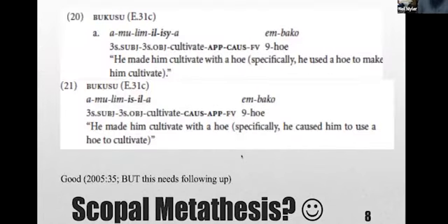There's one very tantalizing pair of examples in a paper by Jeff Good, which seems to illustrate precisely this. If you look closely at these examples, when the applicative, which is introducing an instrument here, applies to the embedded event, it appears outside of the causative. And when it attaches to the causing event, it appears inside of the causative. But this does need following up. Good emphasizes that he hasn't got very much data on Lubukusu, so that needs following up. But it might exist after all, and that would be nice, wouldn't it?